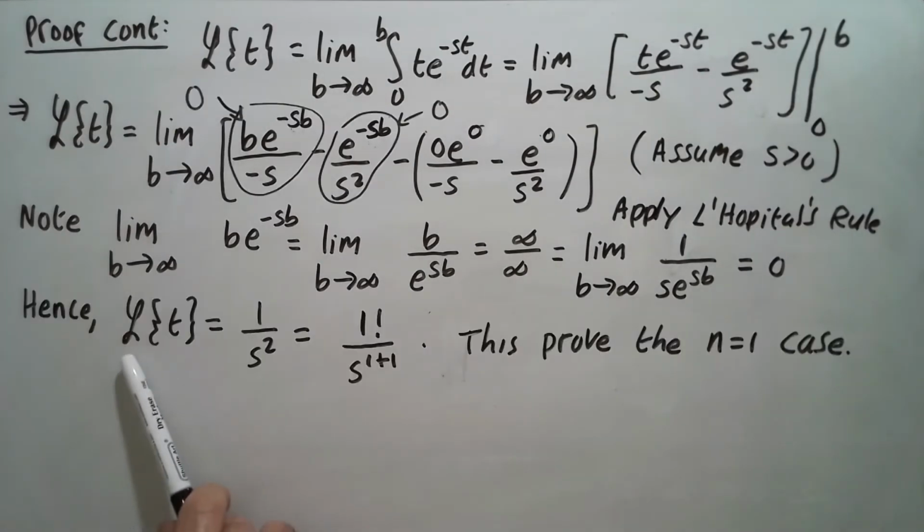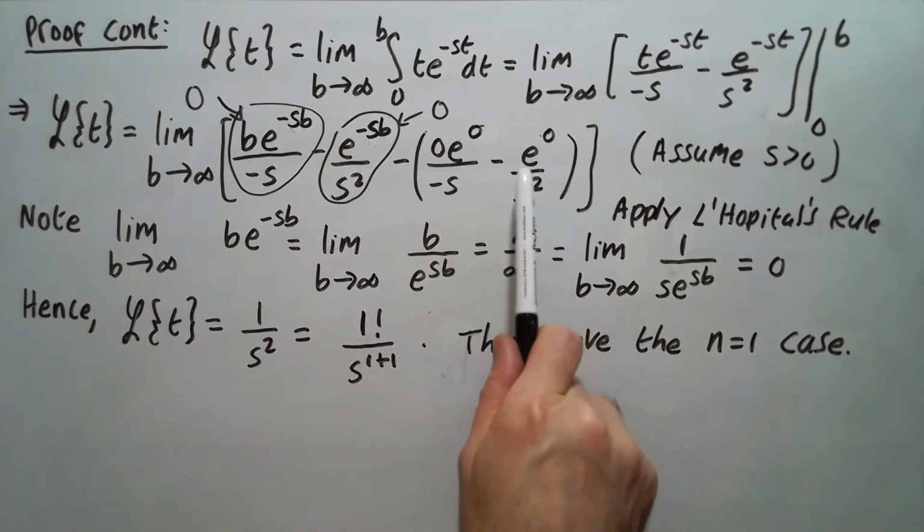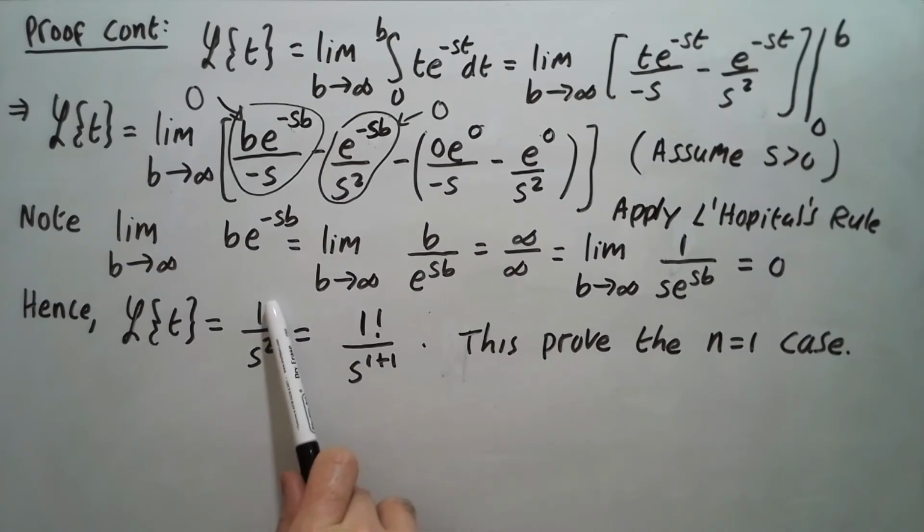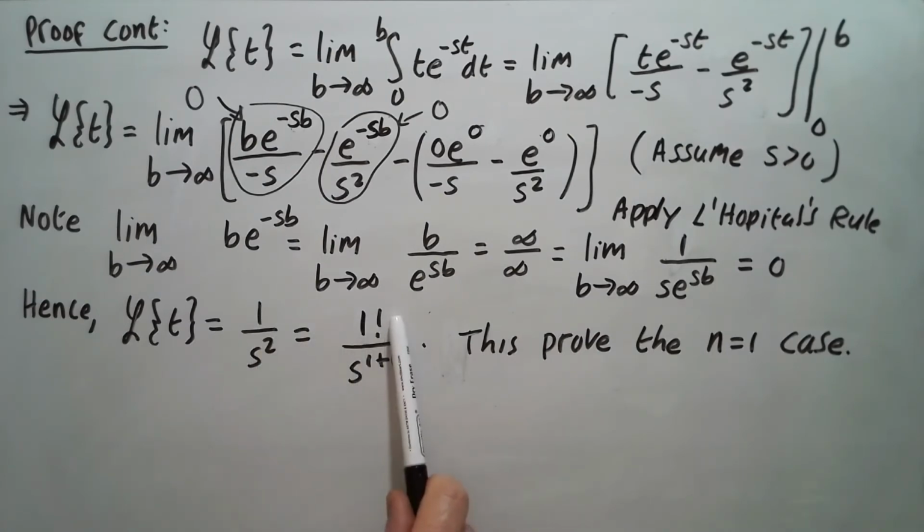Okay, so we have the Laplace transform of t then. It's just going to be e to the 0 over s squared, which is 1, so it'll be 1 over s squared. And 1 you can write as 1 factorial, and 2 you can write as 1 plus 1. So therefore, this proves the n equals 1 case. Okay, so next.